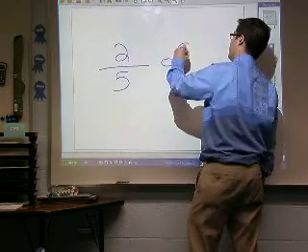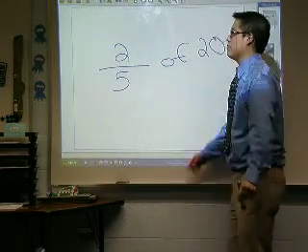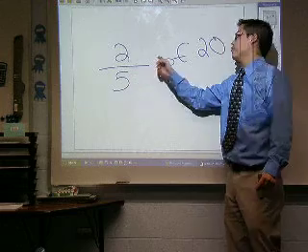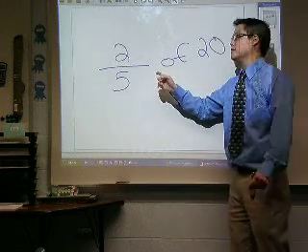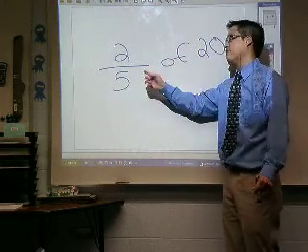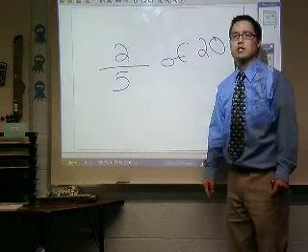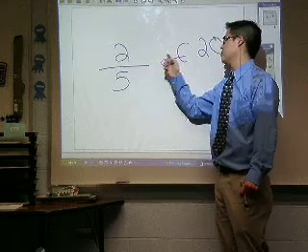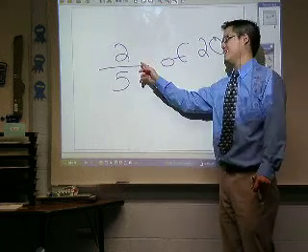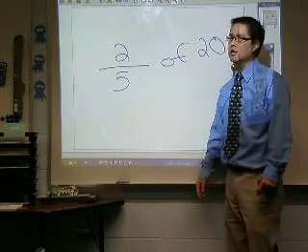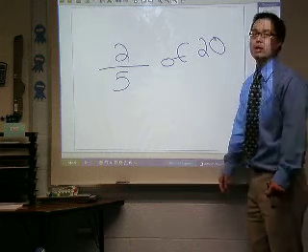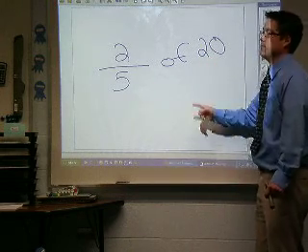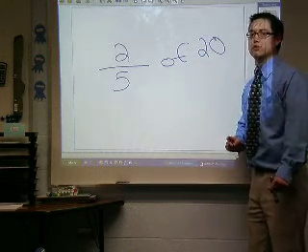2/5 of 20. I have a fraction over here, and I have a whole number over here. What this is telling me is if I were to break 20 into 5 parts, I would take 2 of those parts. 2/5 of 20. I know that 5/5 of 20 would be 20, so if I'm looking at 2/5, I know it's a smaller portion. So I know that my answer is going to be a whole number, and it's going to be less than 20. Here's the first way that you can do this problem.